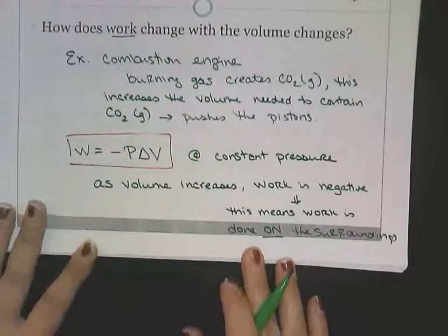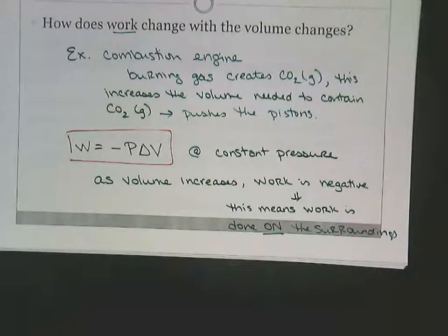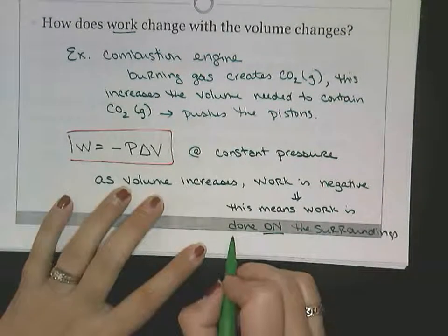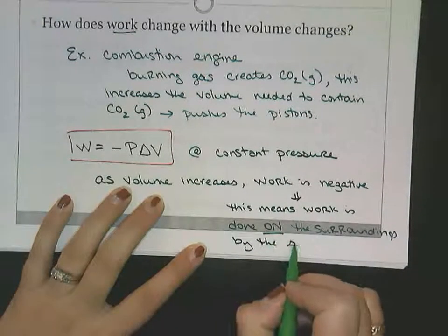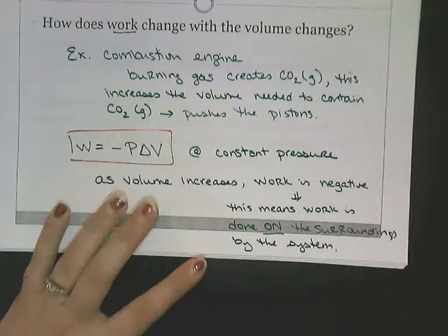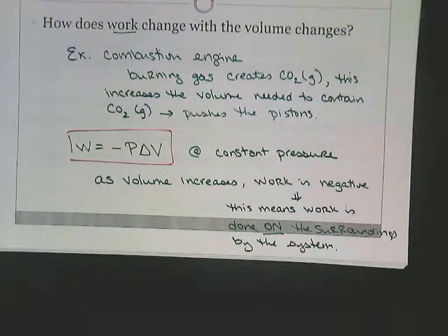Okay, so if work is negative, it means that work is being done on the surroundings by the system. It means the direction of the work is going out. Just like in delta E, when it's negative, it means it's going from the system to the surroundings. So if work is negative, it means going from the system. I'm doing work of some sort.